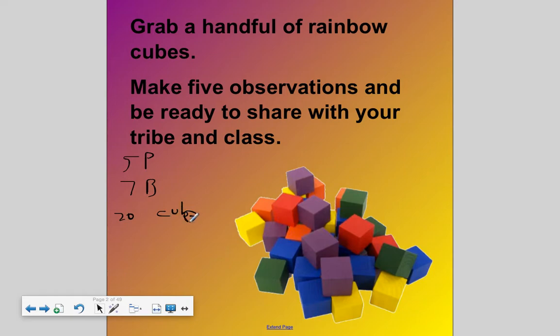There are 5 yellow. There are 4, 1, 2, 3, 4, there are 4 orange. Compared to the purple, there are 7 blue to 5 purple. I can say most of the colors, from what I can see according to my data right here, there are 7 blue out of 20 cubes.